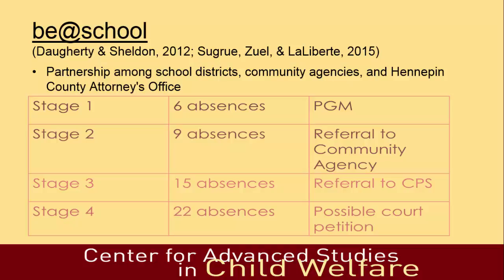Stages 3 and 4 of the program are compulsory, and referral occurs when a student reaches 15 and 22 absences, respectively. Evaluations of the Be at School model have found that attendance rates improved for students after both Stages 1 and 2 of the intervention, but that improvement occurred regardless of whether or not the family chose to participate in the stages. That is, whether or not they attended the PGM or worked with a community caseworker.